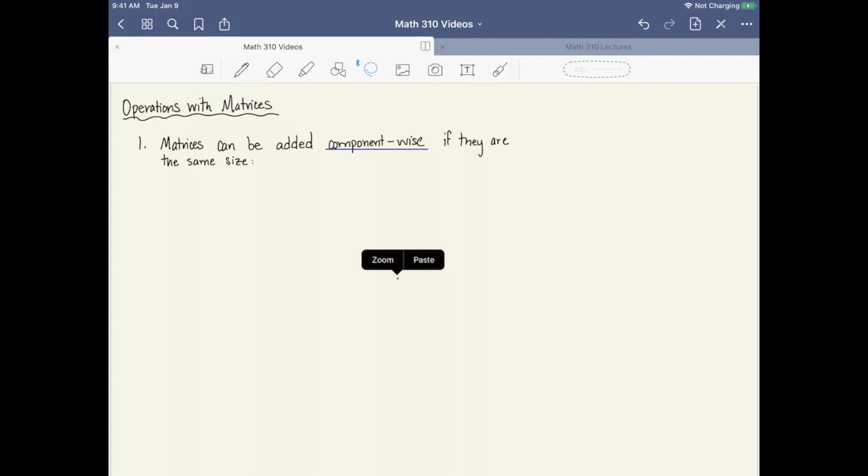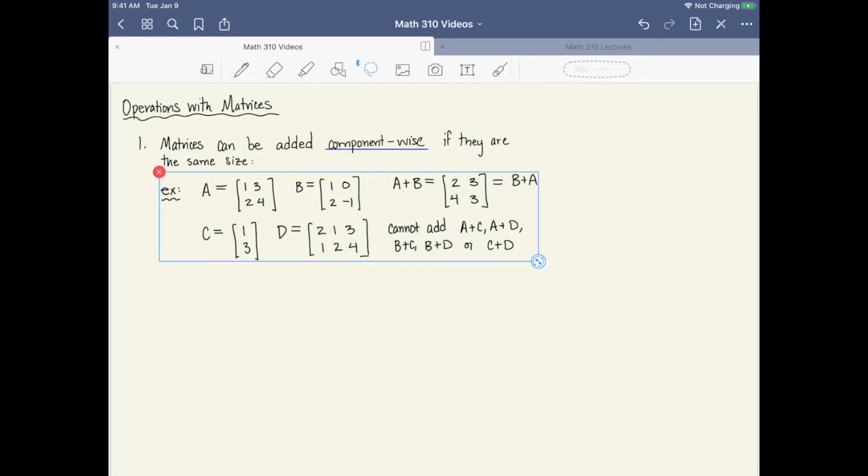So for example, I can take some matrices A, B, C, and D. A and B are both 2 by 2 matrices, so I can add A and B together. When I add A and B together, I'm going to add the first entry, 1, to the first entry of B, 1, and that gives me the first entry of A plus B, which is 2. The second entry of A and the second entry of B in the first row, giving me a 3. And because of the way that addition works, being component-wise, A plus B is equal to B plus A. So addition of matrices is also commutative.